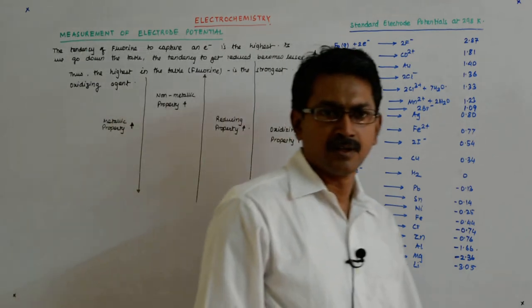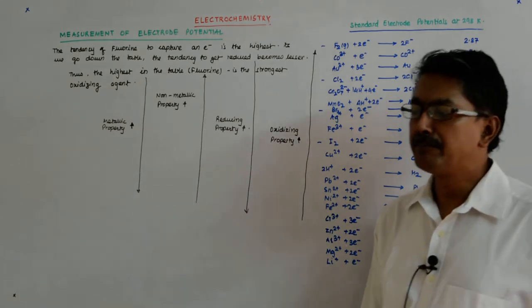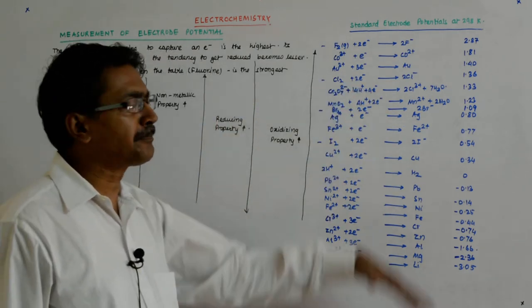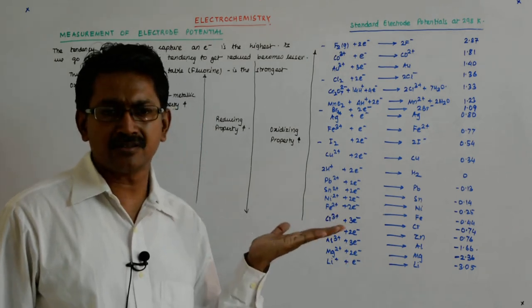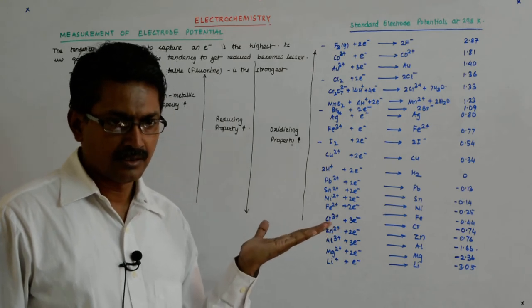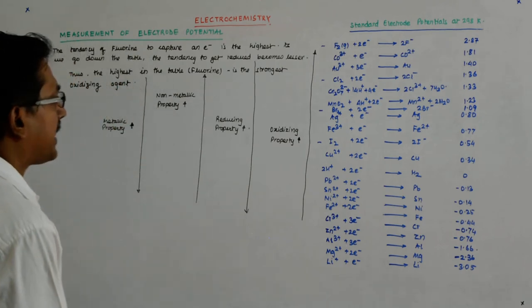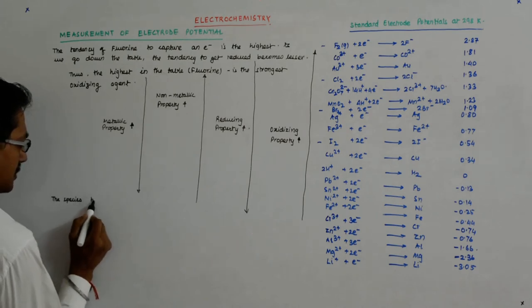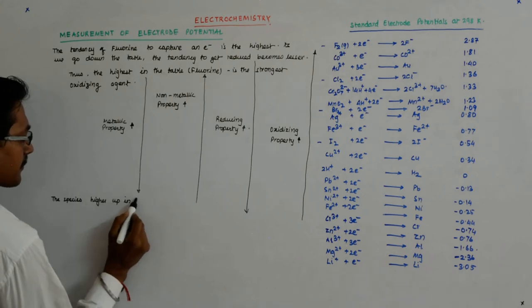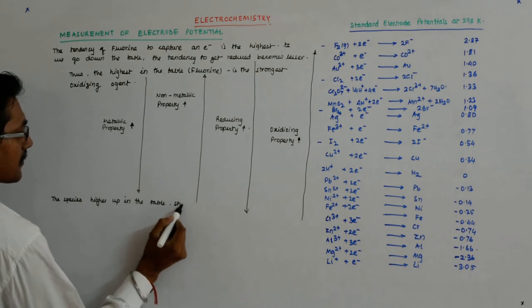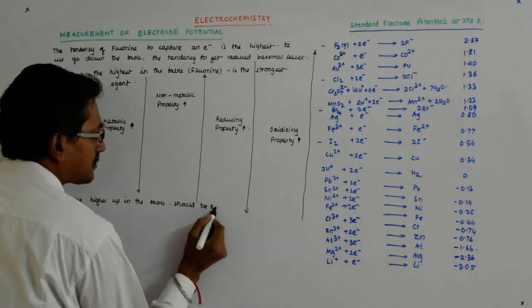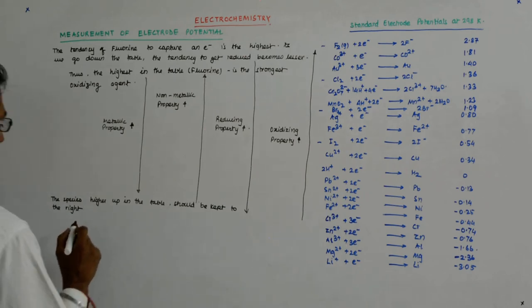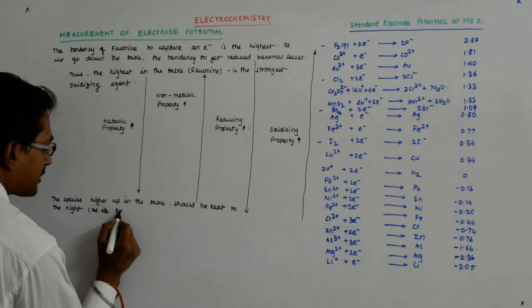Okay. It also helps you in setting up the cell and immediately predicting the voltage that it will develop. The one which is higher up will be kept to the right because its tendency to get reduced is more. The species higher up in the table should be kept to the right, as its tendency to get reduced is more.